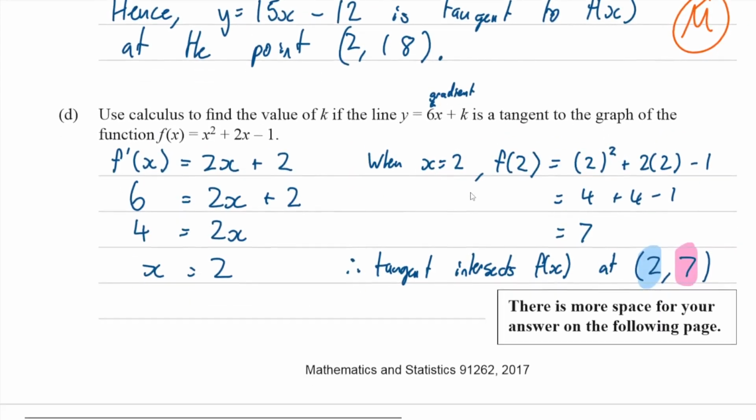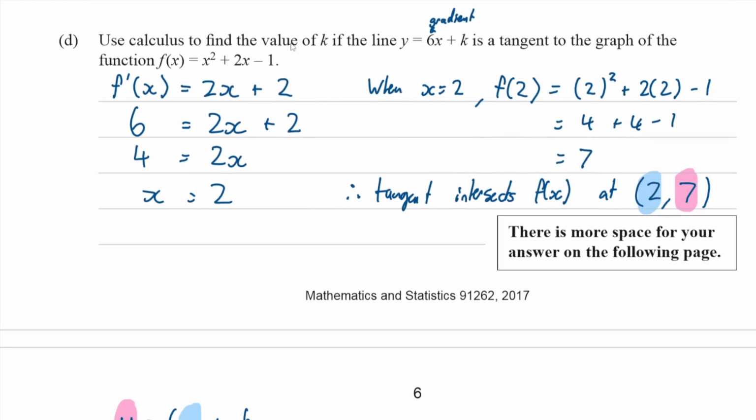Alright, and was that the question? Yep, find the value of k. Good. Always reread the question because you can get a bit lost in your own working sometimes. So let's go over this one.